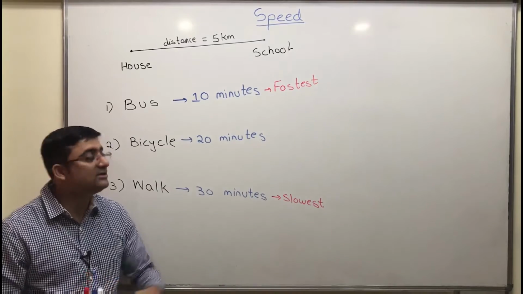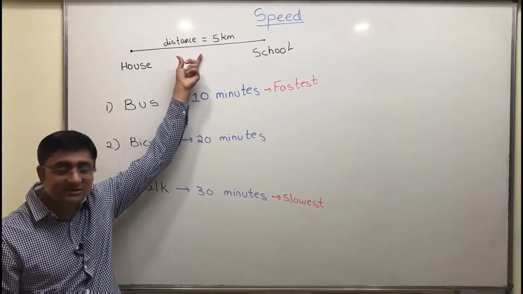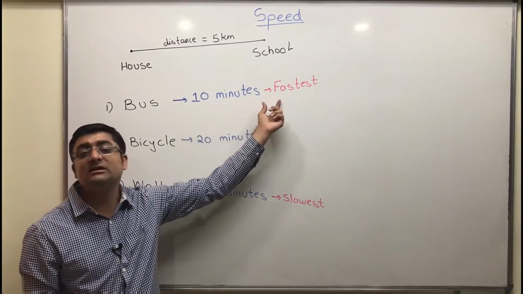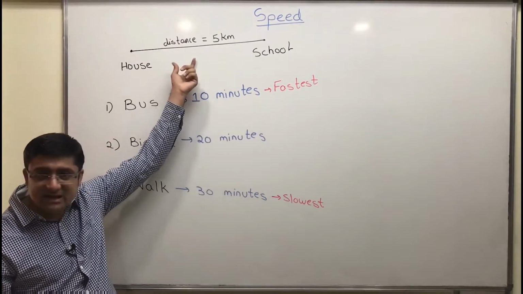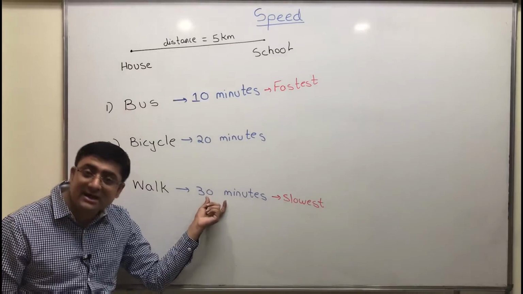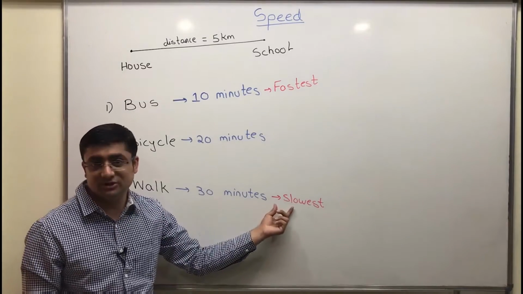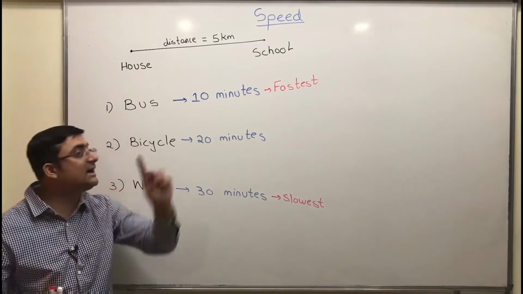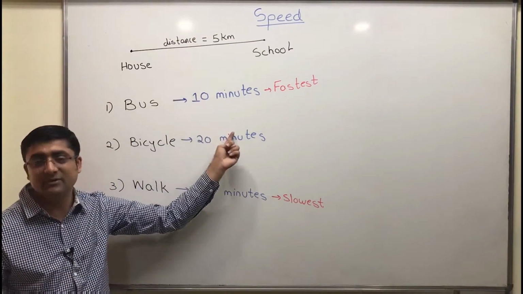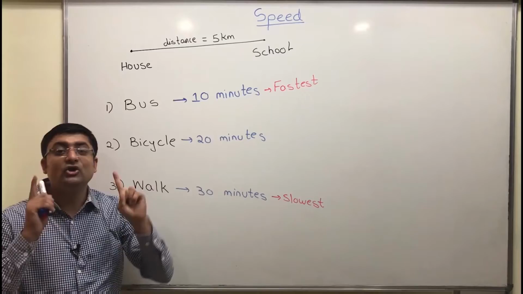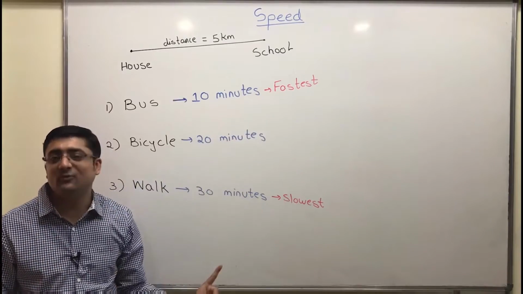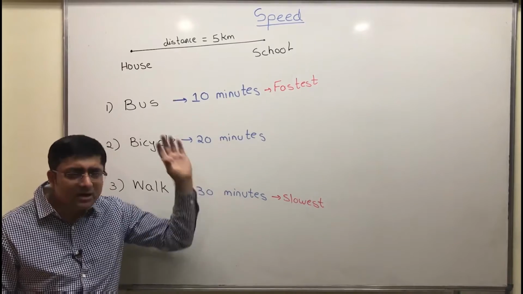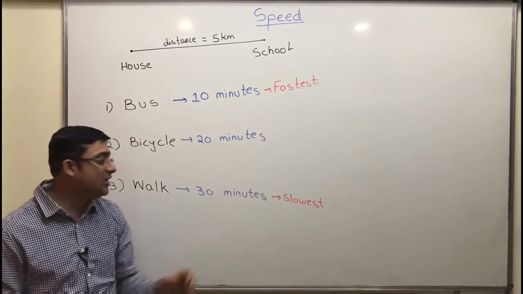So what you must have done is, you would have said for the same distance, because bus takes the least amount of time, therefore it is the fastest. Whereas for the same distance, walking takes maximum amount of time, so it is slowest. So what are you doing over here? You're basically comparing two things, guys. Distance and time. So by using distance and time, you can judge what is fast and what is slow. So that is basically what speed is. So speed is nothing but how much distance you're covering in how much time.